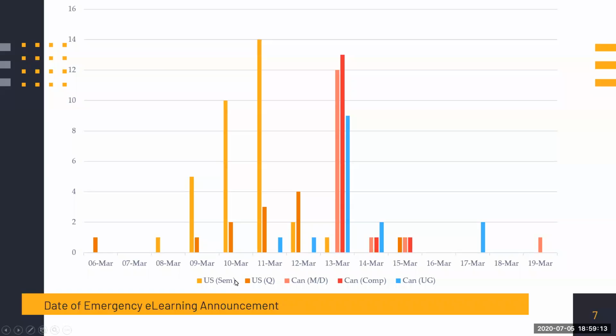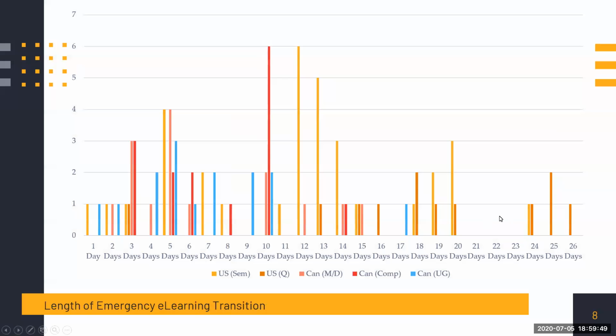We see one that's very early on the 6th of March because of a case on that particular campus. And then we see a couple of later ones here on the 17th and 19th of March. Those were because classes had been canceled earlier and emergency e-learning was announced at a second announcement. So really, we're talking about a week. And in a 1 week period, the top 45 schools in both countries announced these emergency e-learning transitions.